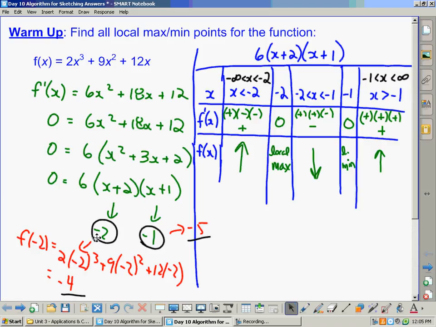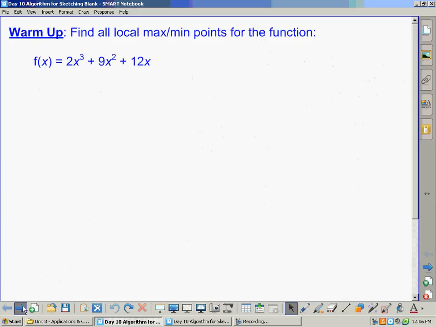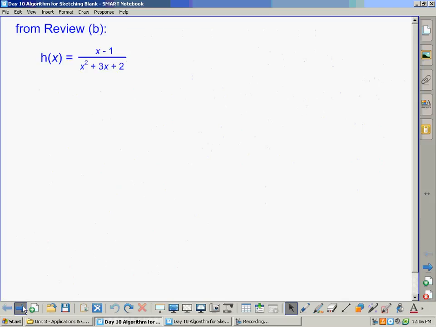Then the tables are to the right. After all your testing, it turns out that -2 is a local max and -1 is a local min. So again, we'll ask the teacher to pause this. If anyone needs to check or has any problems with this, ask away, and we'll go from there. Okay, once we're satisfied with this, then we can go to the second question, which was for you to try finding the maxes and mins on the B part from the first day.